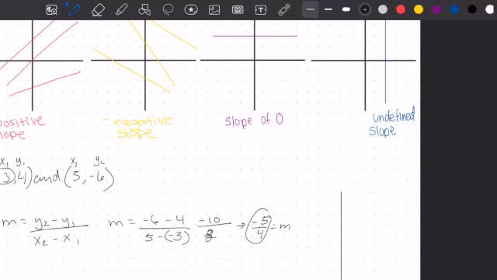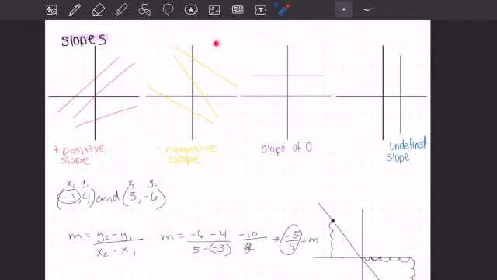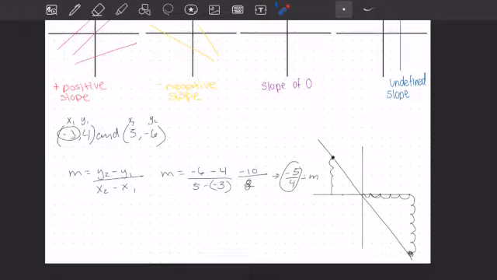Now let's pretend to plot these 2 points on a graph. -3 and 4. So 1, 2, 3, 1, 2, 3, 4. That's my first point. And my second point was 1, 2, 3, 4, 5. And 1, 2, 3, 4, 5, 6. Now, if I were to connect a line through these points, I'm going to end up with one slope that resembles my negative slope. And so that's why we end up with these things.